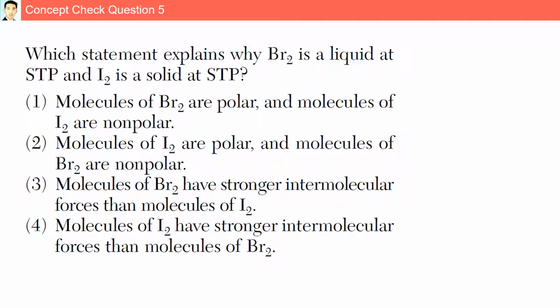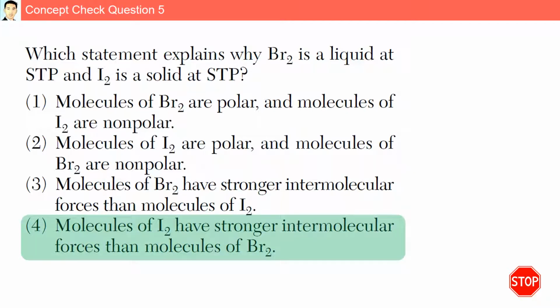Question 5. Which statement explains why Br2 is a liquid at STP and I2 is a solid at STP? Molecules of iodine, I2, have stronger intermolecular forces than molecules of Br2. Since iodine molecules are larger, they would have greater dispersion forces compared to molecules of bromine.